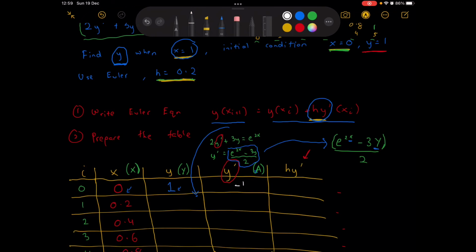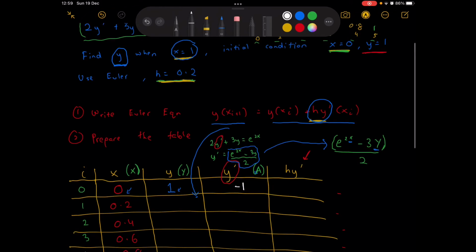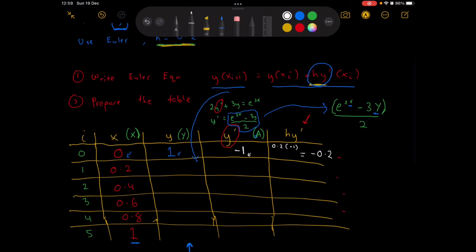Using our calculator, the value that we get is negative 1. So hy prime is 0.2, because we know that h is 0.2, multiplied by our y prime value, which is negative 1. We get it from here, so we get negative 0.2. Now we have already completed the first row. Moving on, we need to complete this side.